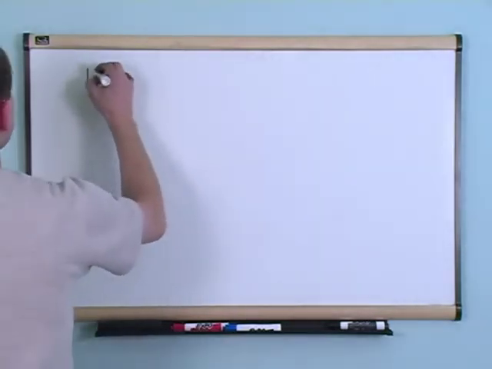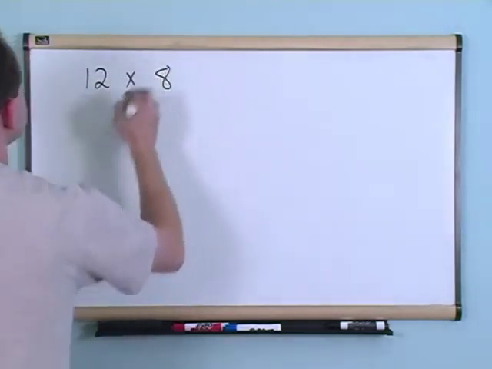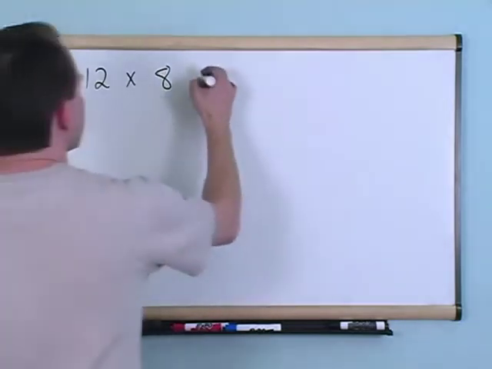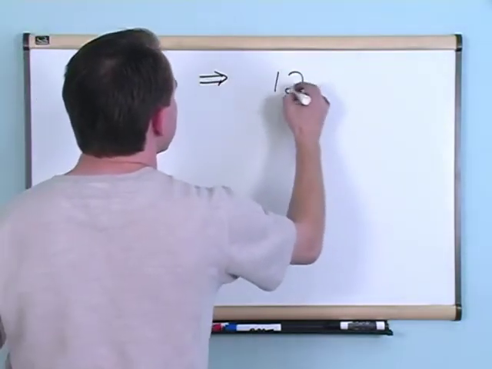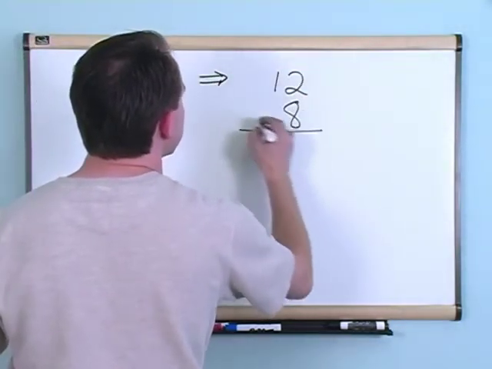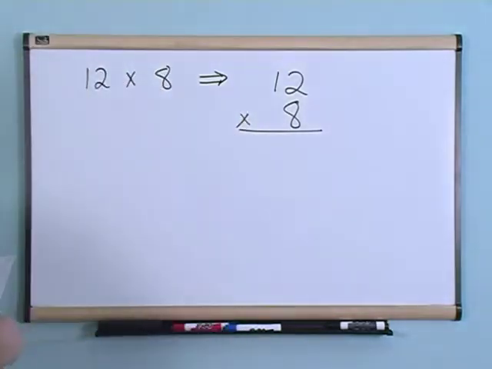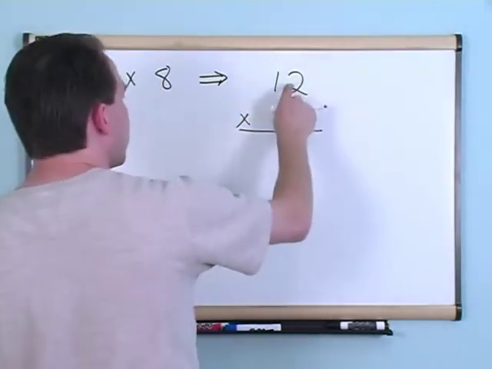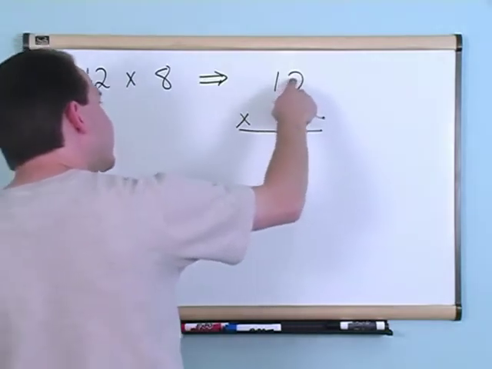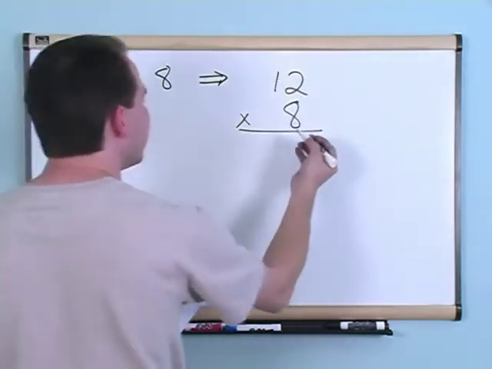what if you had 12 times 8? Okay, first thing I'm going to do is put the 12 on the top and the 8 on the bottom. Okay, just like we always do. And I'm going to work with the right-hand column first. 8 times 2, you should remember from your times tables, is 16.